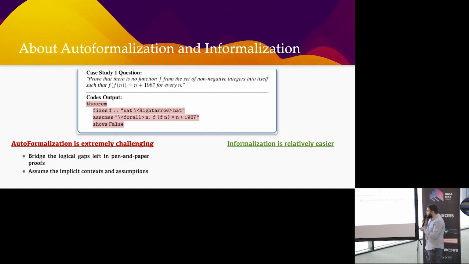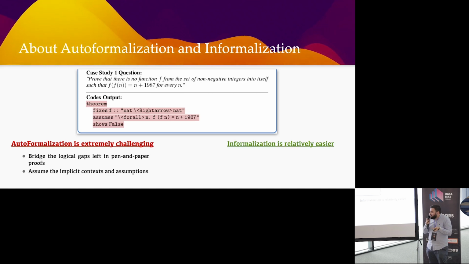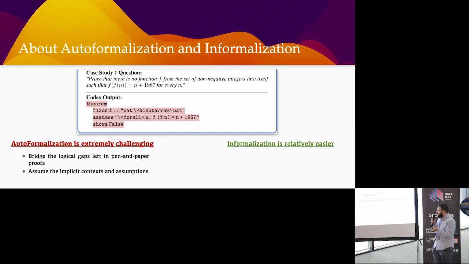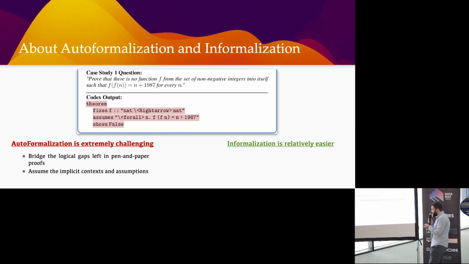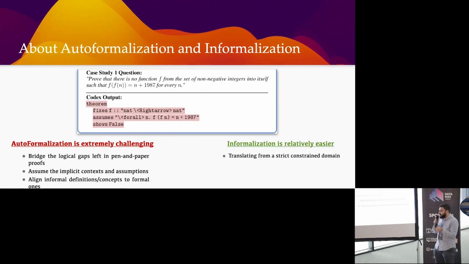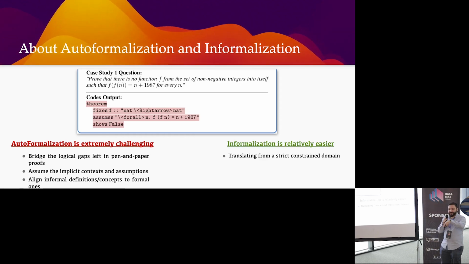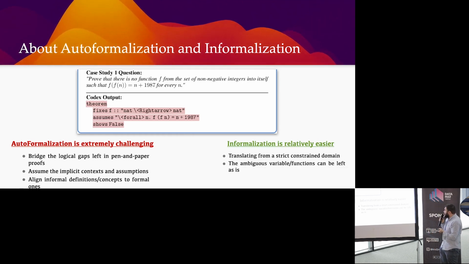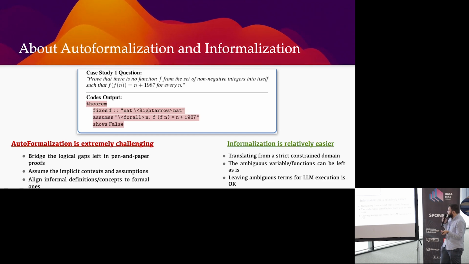So, bridging these logical gaps left in pen and paper proofs is non-trivial, assuming that implicit context and assumptions in auto-formalization is extremely challenging. However, informalization is relatively easy. Going from code to natural language is not as hard as going the other way. It's very natural because we can just write it out as a sentence. And translating from a strict constraint domain to a free-form domain is okay.